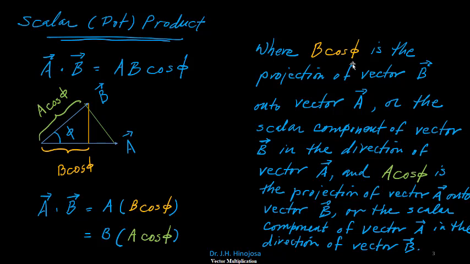So we notice then that B cosine phi is the projection of vector B onto vector A, or the scalar component of vector B in the direction of vector A. And A cosine phi is the projection of vector A onto vector B, or the scalar component of vector A in the direction of vector B.